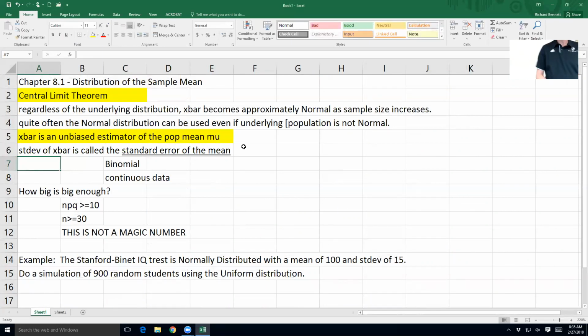I'll stop sharing for a moment. So X bar is an unbiased estimator of the population mean mu. And the standard error of the mean is going to be this: the standard deviation of X bar equals the standard deviation of the population divided by the square root of n. So that's the relationship.